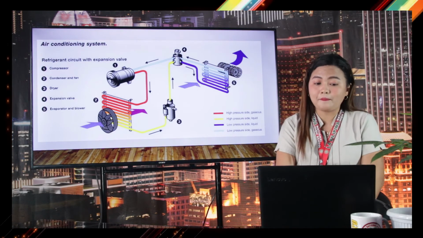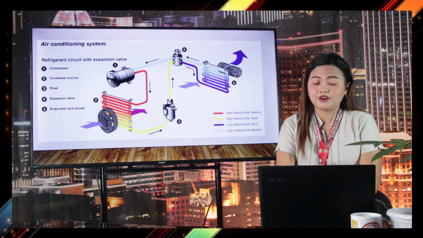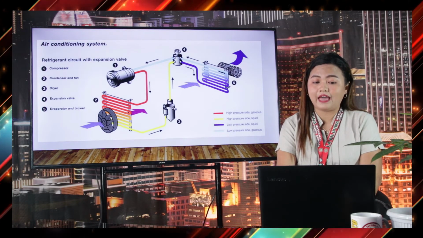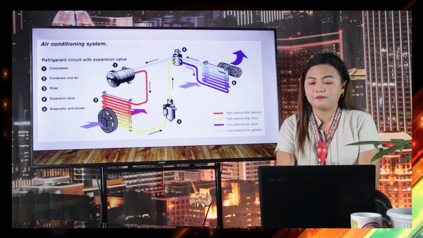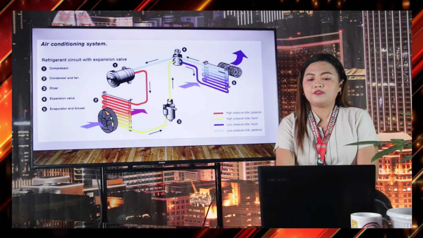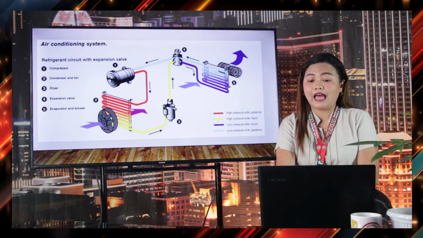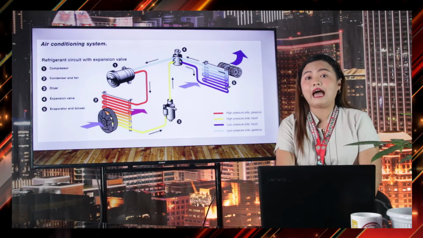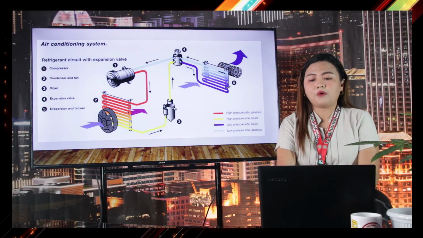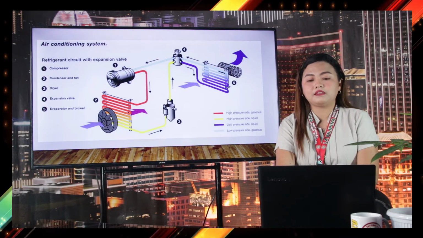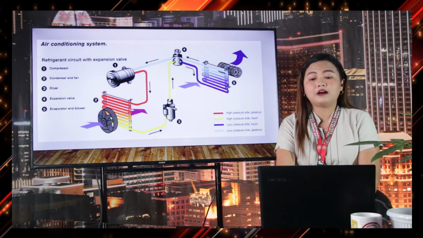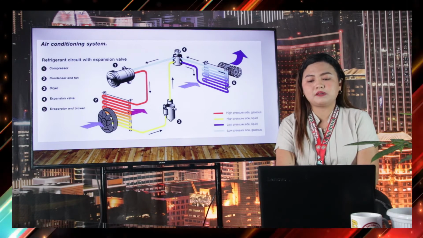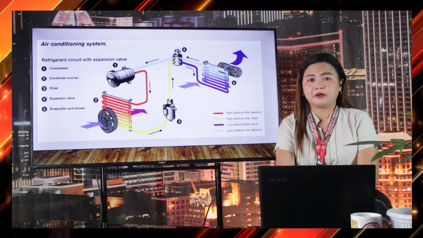We have the compressor, condenser and the fan, the dryer, expansion valve, and evaporator and the blower. Now the process has two connected coils that are separated inside and outside. The coil inside the room is what we call the evaporator, and the coil outside the room is what we call the condenser. The fundamental principle of an air conditioner is simple.